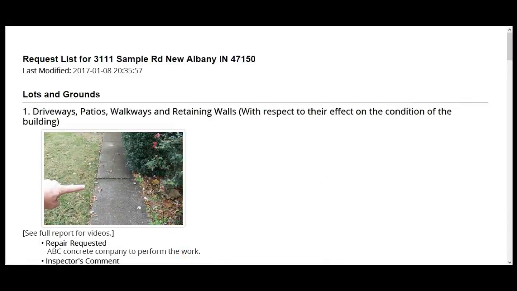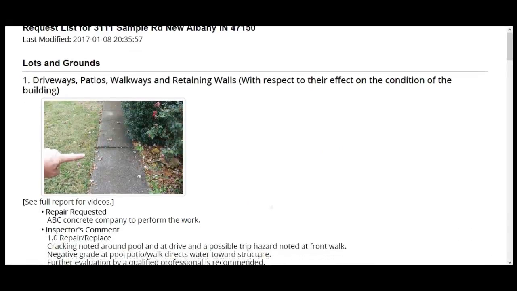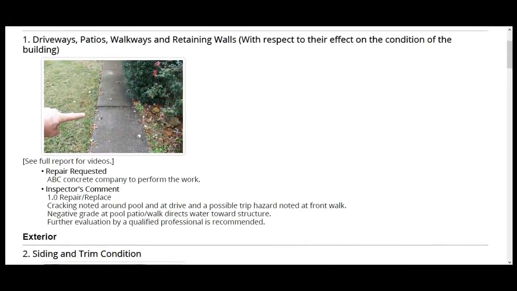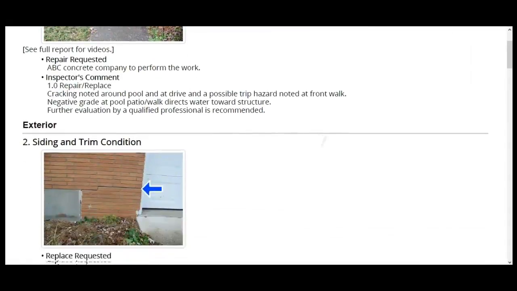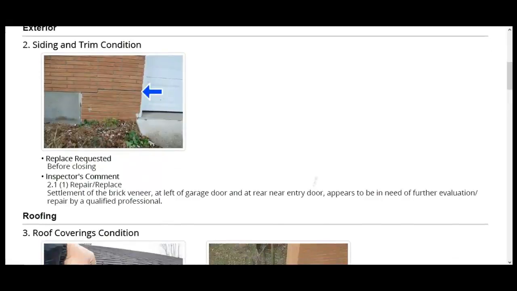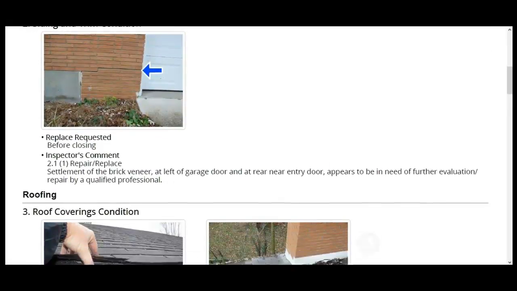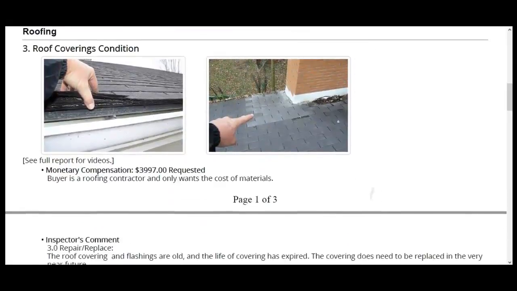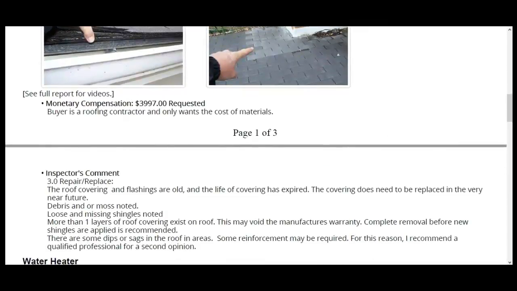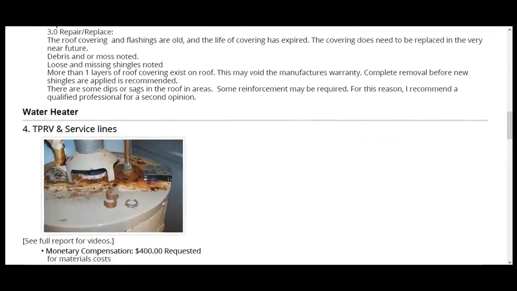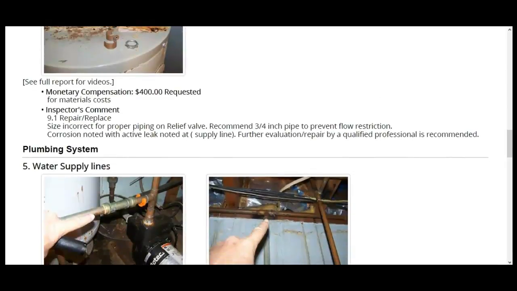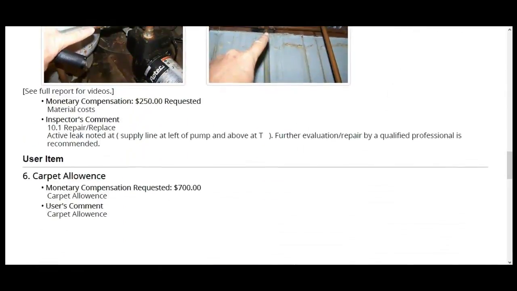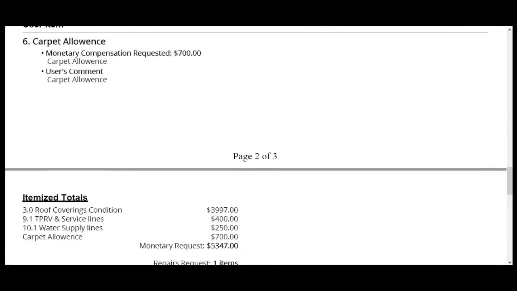Let's take a look at our finalized list. We've asked for repair of the walks and patio area, and we asked that ABC Concrete complete this work. We asked that the damaged brick be replaced before closing, and for a $3,997 allowance for roofing materials, $400 for a hot water heater, $250 for the plumbing lines, and another $700 for the carpet allowance.